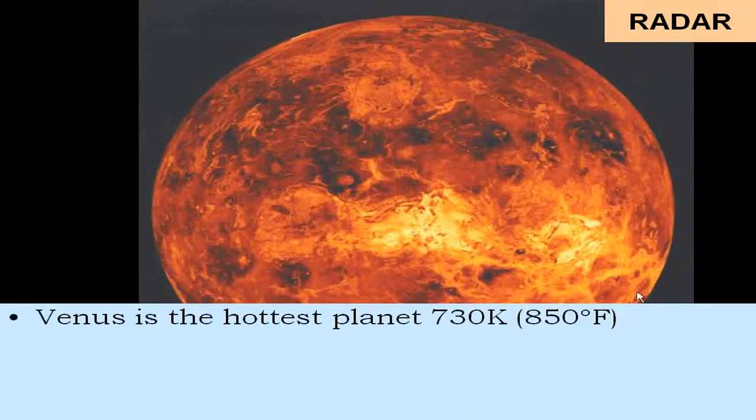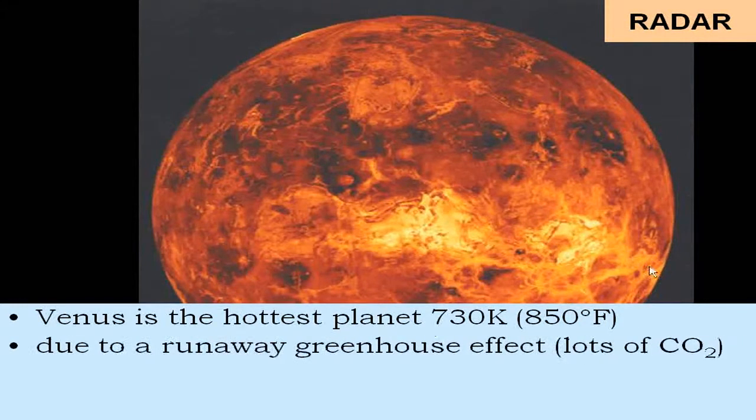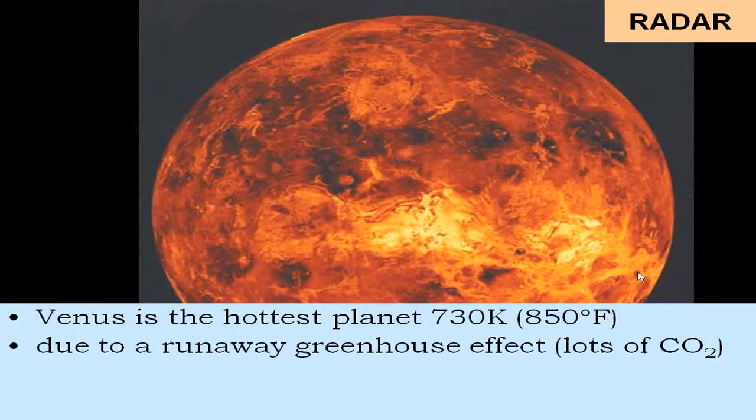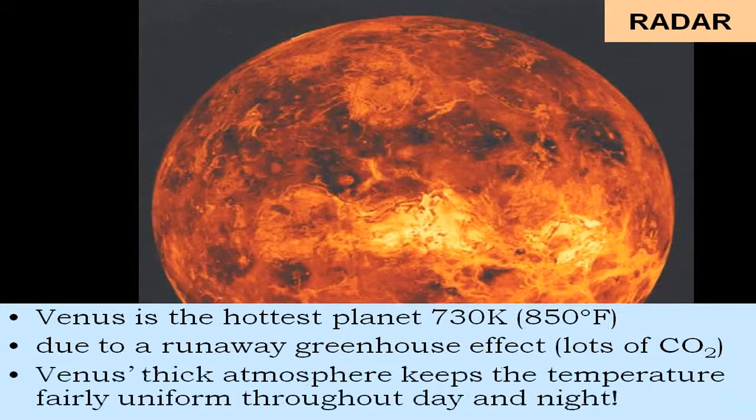Yes, it is indeed the hottest planet, 730 degrees Kelvin, on the order of 900 degrees Fahrenheit, or 850 in this figure here, due to a runaway greenhouse effect, the kind of greenhouse effect that can't be stopped, too much carbon dioxide. This keeps the temperature hot all the time, and because of the atmosphere, it keeps it hot all the way around the planet. The atmosphere helps retain all that heat all the way around the planet.